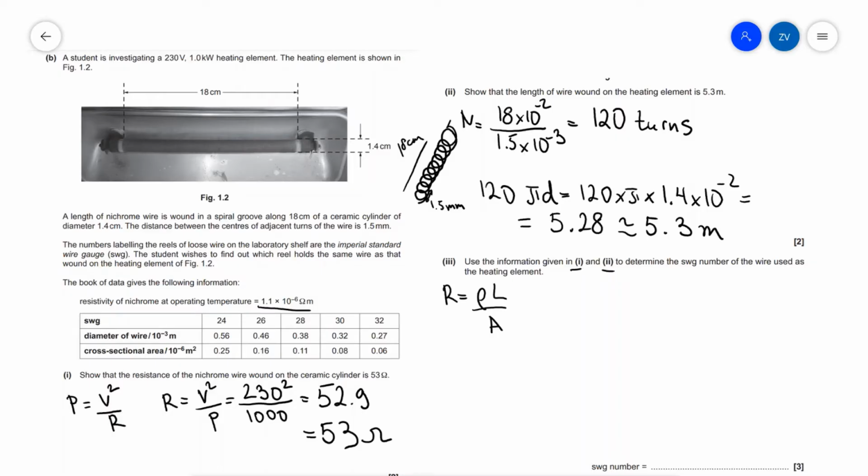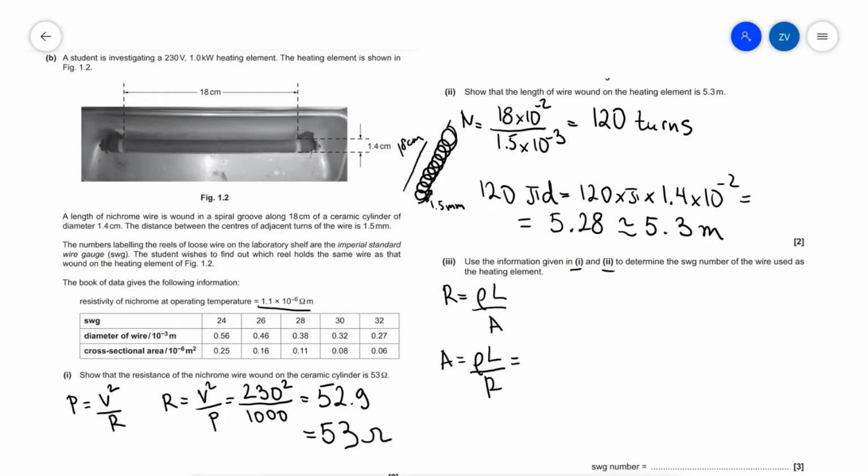So what we can do, we don't know the cross-sectional area of this wire, and this will be crucial to determining the SWG number of the following wire. So what I'm going to do is just simply rearrange for the area. The area will be equal to rho L divided by my resistance, and now I can input some numbers in.